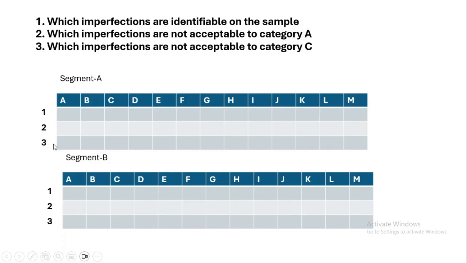In group C, category C, you have to mark in row 3. A, B, C, D, E, F is a notation of the defect type. Once you finish this segment, you have to go to segment B. Okay.